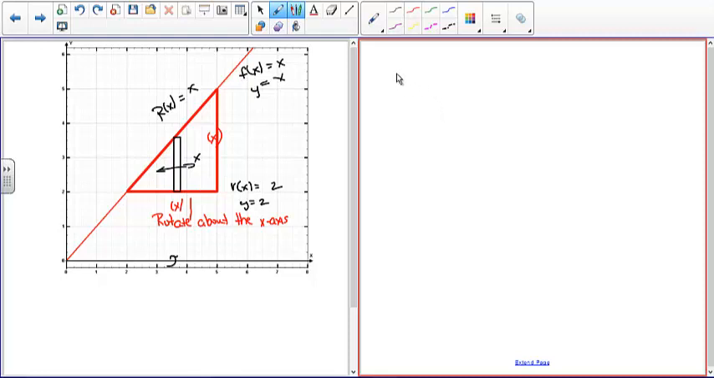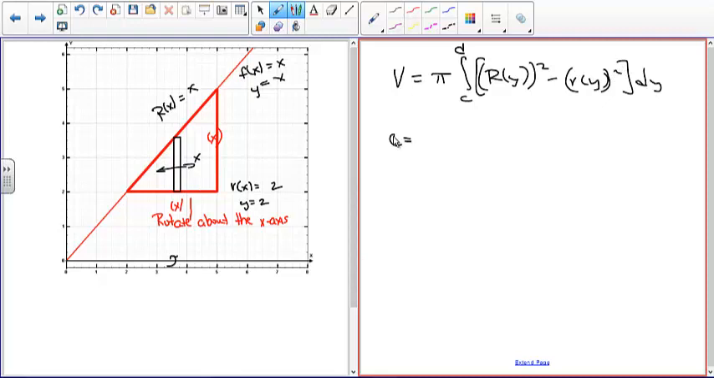So the equation for the volume rotating around the y-axis is pi times the integral from c to d of R of y, quantity squared minus small r of y, quantity squared, the whole thing times dy. So what we need to do is figure out what c is, what d is, what R of y is, and what small r of y is.